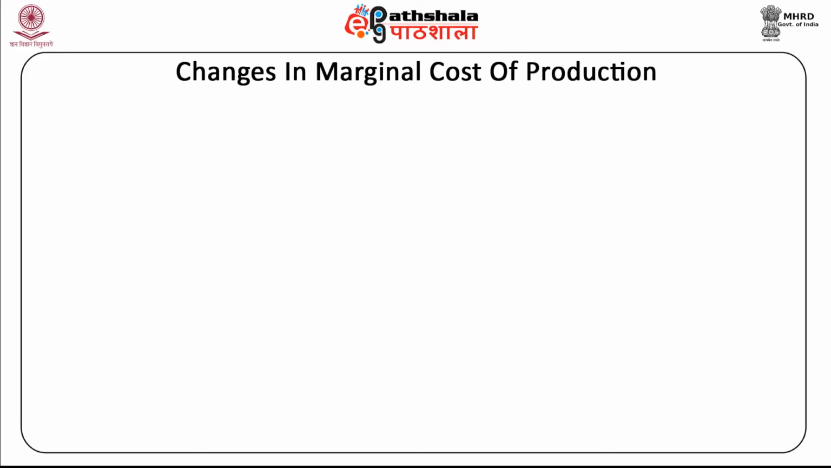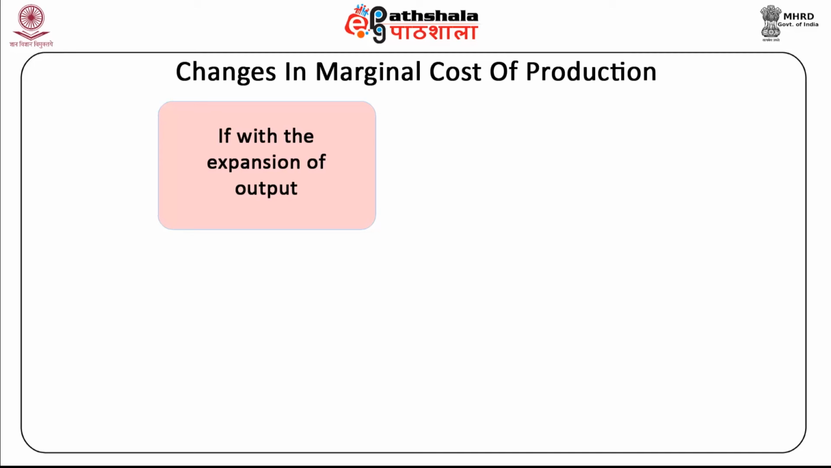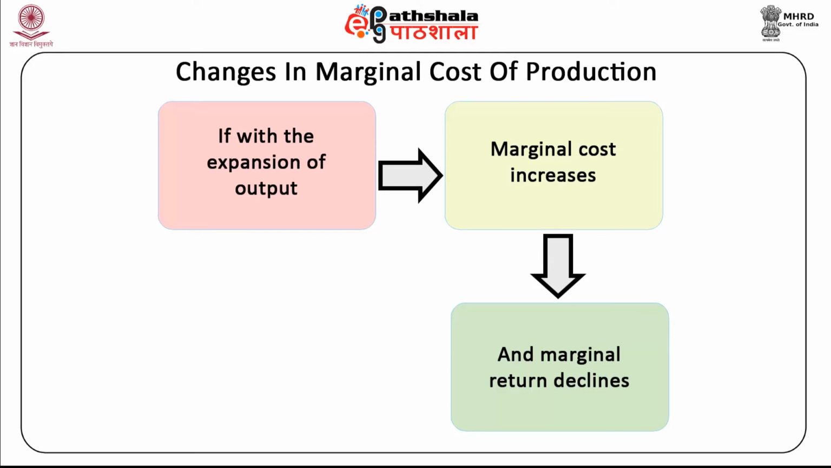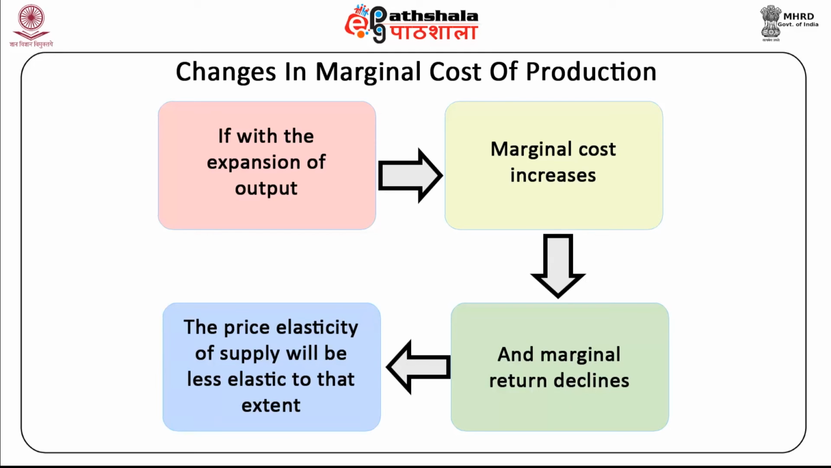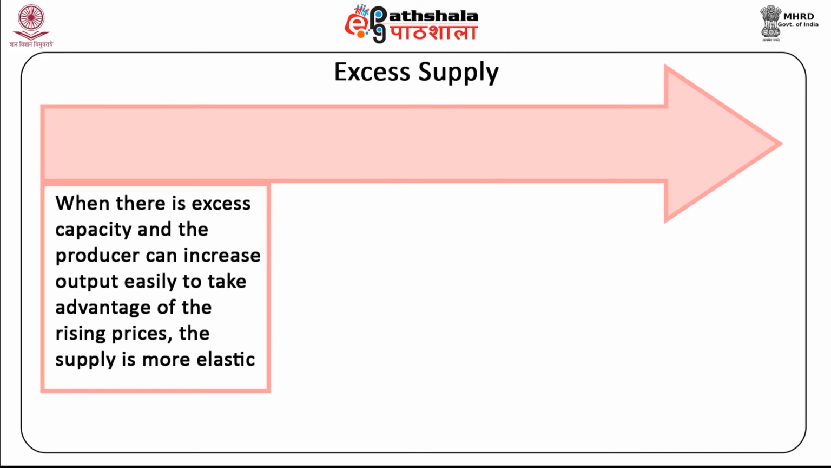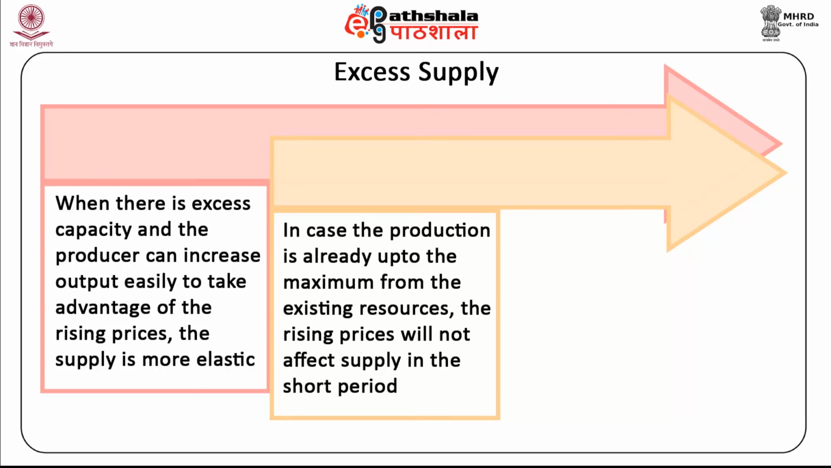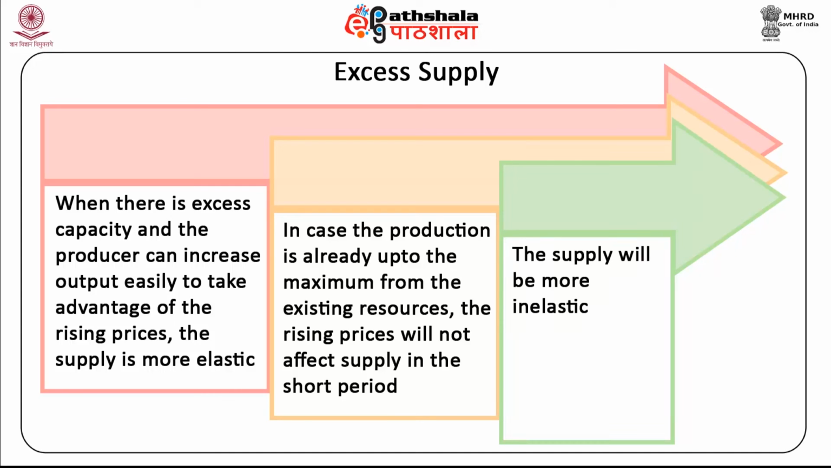Changes in marginal cost of production. If, with the expansion of output, marginal cost increases and marginal return declines, the price elasticity of supply will be less elastic to that extent. Excess supply. When there is excess capacity and the producer can increase output easily to take advantage of the rising prices, the supply is more elastic. In case the production is already up to the maximum from the existing resources, the rising prices will not affect supply in the short period. The supply will be more inelastic.